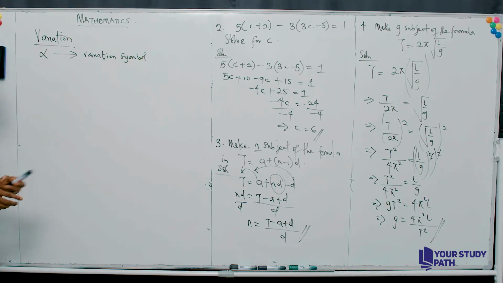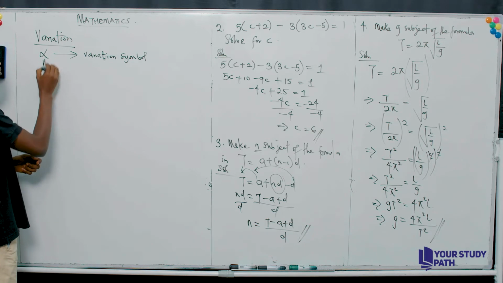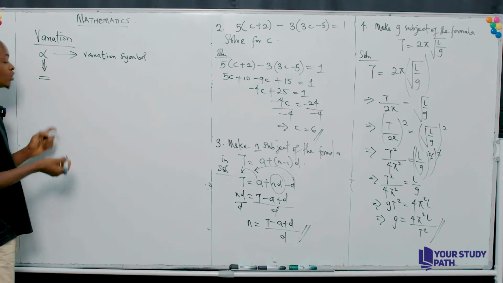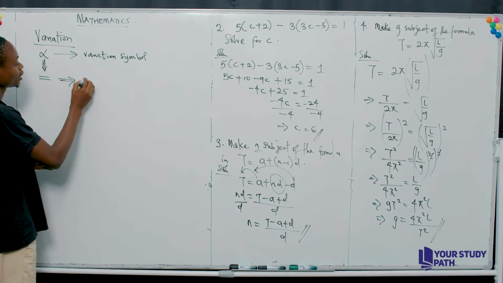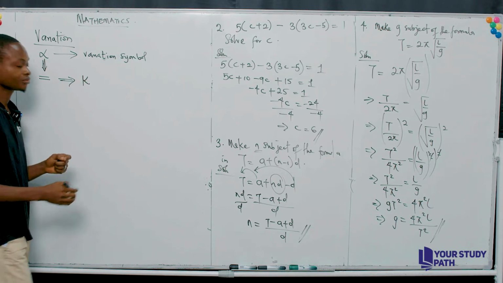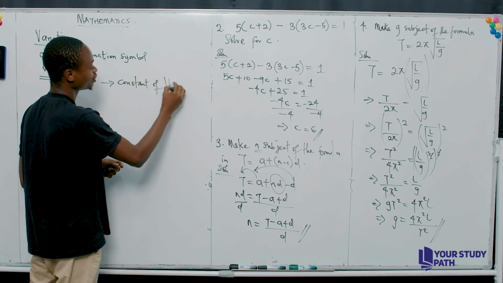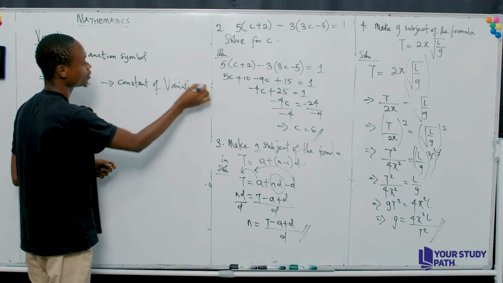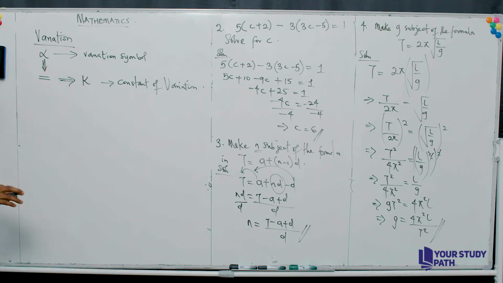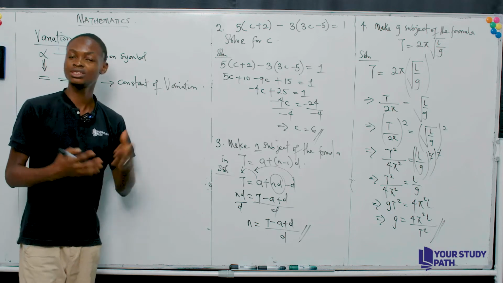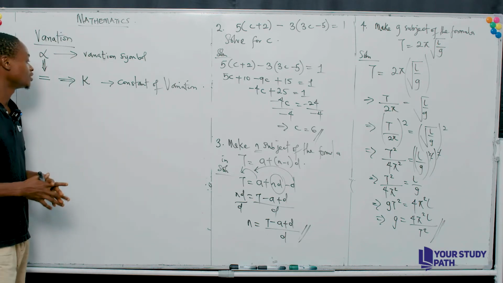Now, our goal is to always denote or replace this variation symbol with what we can calculate with. And what can we calculate with? The equal to sign. The moment the variation symbol transcends into an equal to, then we introduce a constant of variation. If you call it variation, is fine. If you call it proportions, is fine. Constant of variation or constant of proportionality, that's fine as well.